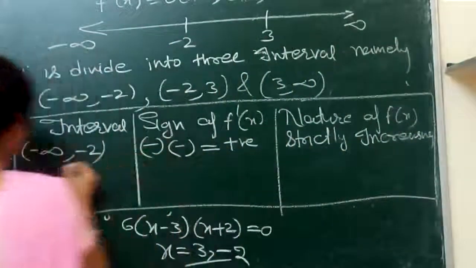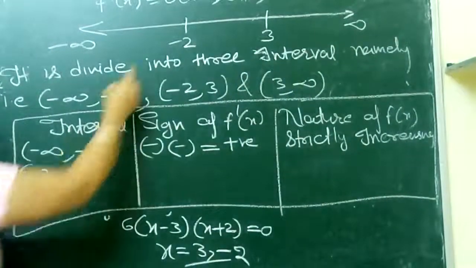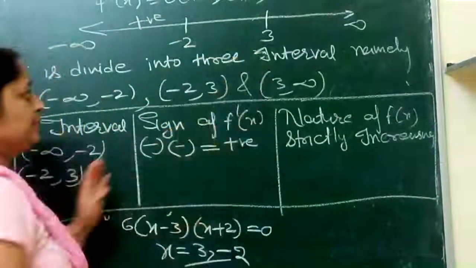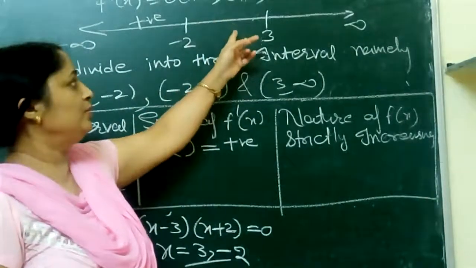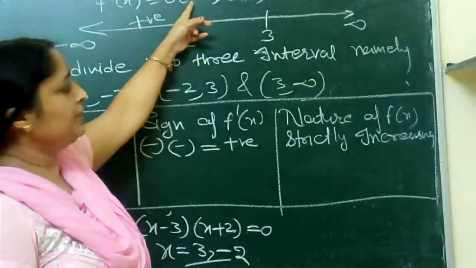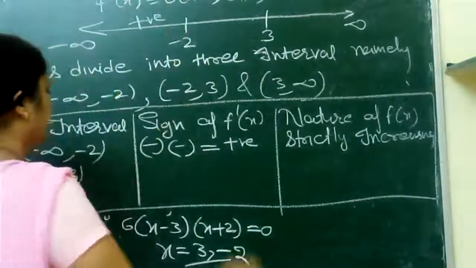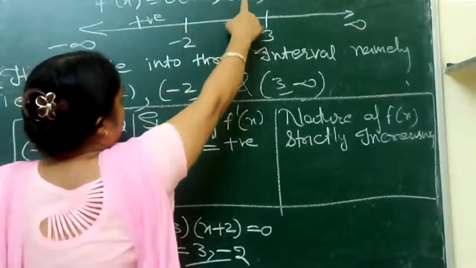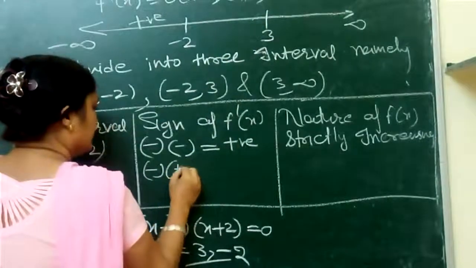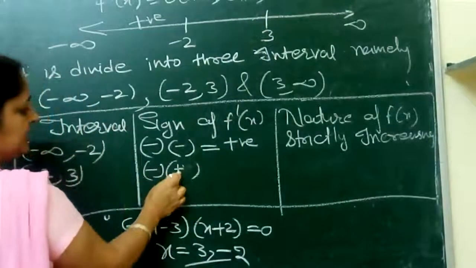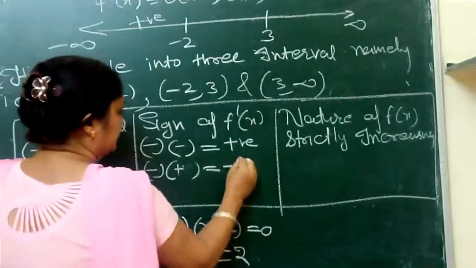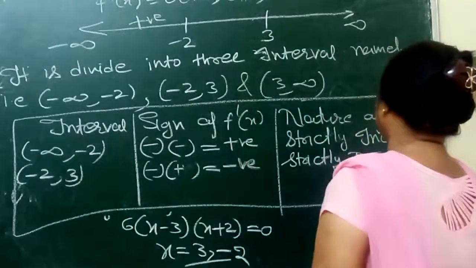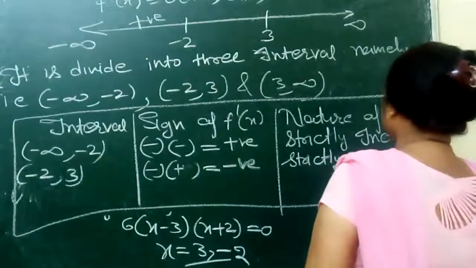Similarly, minus 2 to 3. Now in minus 2 to 3, we can put minus 1, 0, 1 or 2. We are putting 1. If we are putting 1, what will come here? 1 minus 3, negative term, because 1 minus 3 is minus 2. Here 1 plus 2 will come positive. So negative multiplied with positive will come negative term. So it is strictly decreasing. The nature of f of x is strictly decreasing.